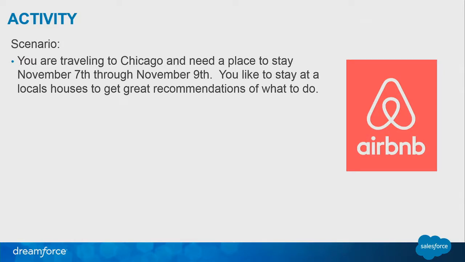And so what we've got right in front of you here is basically a little scenario that we'll often put together for a participant just to kind of set up what it is this person's supposed to be doing as part of it. So I'll just kind of read it off here. The scenario we got here today is that you're going to be traveling to Chicago. You need a place to stay November 7th through November 9th. And you'd like to stay at a local's house to get some great recommendations of what to do. And what I'm going to do in a moment here, I'm actually going to switch it over to a browser, to the Airbnb site, and just ask you to go through and do kind of a quick booking based on that info there.